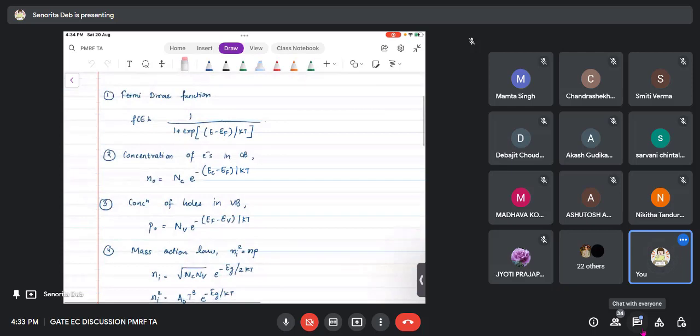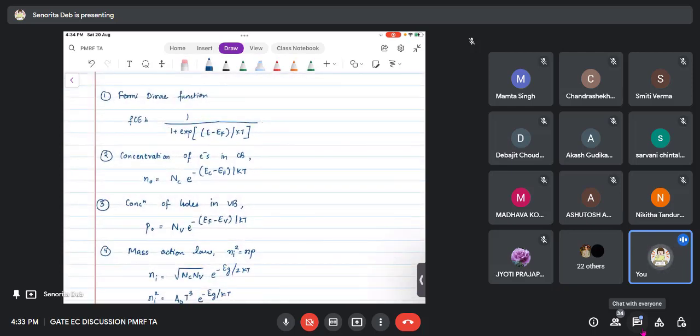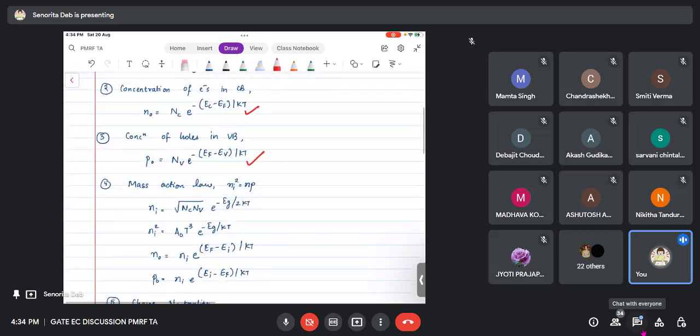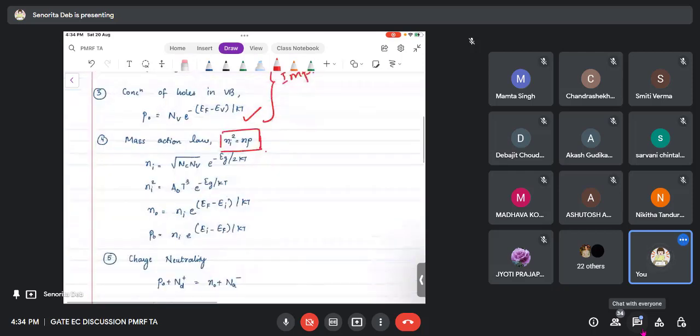The Fermi Dirac function is nothing but the probability of charge carriers occupying a particular level. This is where questions are asked from. Then there is the concentration of electrons in the conduction band and the concentration of holes in the valence band. Many questions have been asked from these formulas. Mass action law is important: ni square is equal to np. From here you arrive at this formula also. These formulas are all related, and I advise you to do these derivations.